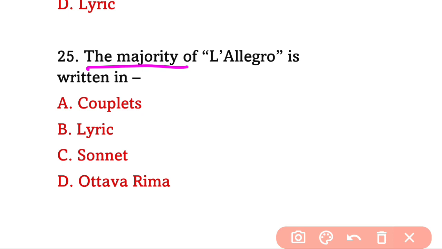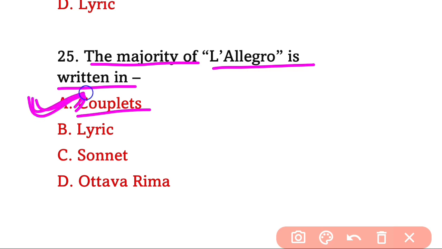Next question, question number 25. The majority of L'Allegro is written in blank space. What will be the answer? The answer will be couplets. The majority of L'Allegro is written in couplets. So option A is correct.